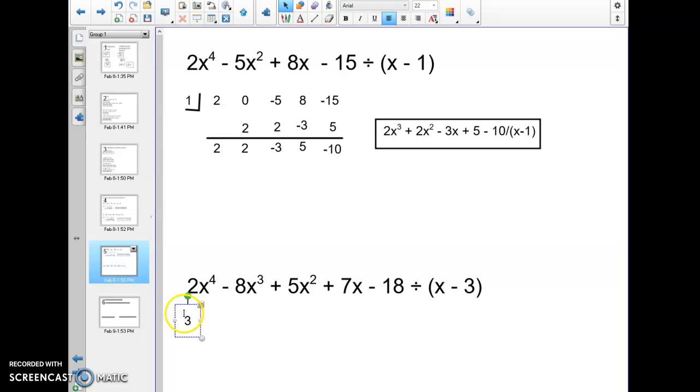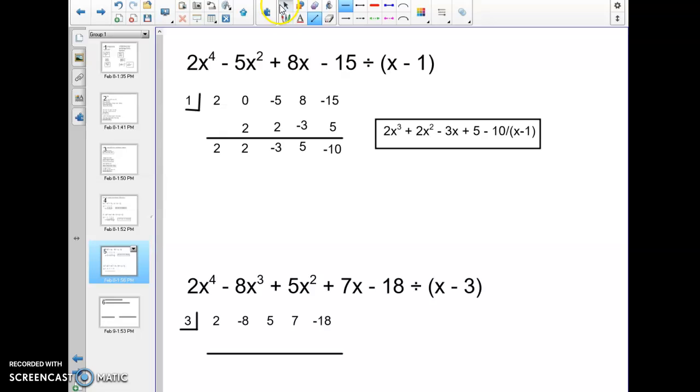3 is in our box because 3 makes that equal to 0, the divisor. 2, -8, 5, 7, -18. Draw my lines in. Put this number in the little box. Draw my line down here. We're dropping the first term. Remember, we don't multiply the first term, we drop it. And then 3 times 2 is 6. We get a -2. Negative 2 times 3 is negative 6. 5 and negative 6 is negative 1.